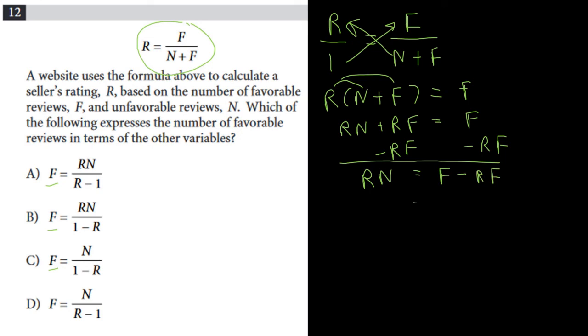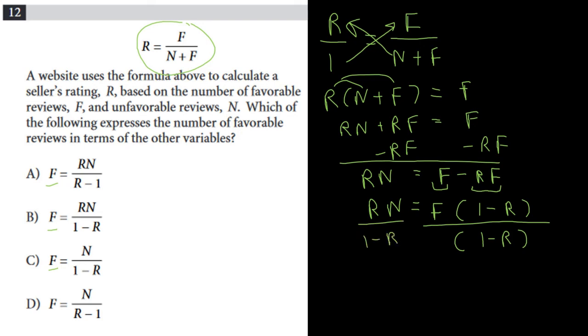And from here, I do something called the greatest common factor. What I noticed between this one and this one is I can take out an F from both of them. So it's going to be F times 1 minus R, and then it's going to be Rn over here. And then I want to get F by itself, so I'm going to divide by 1 minus R. So now I get F equals Rn over 1 minus R. And the answer choice to that one would be B.